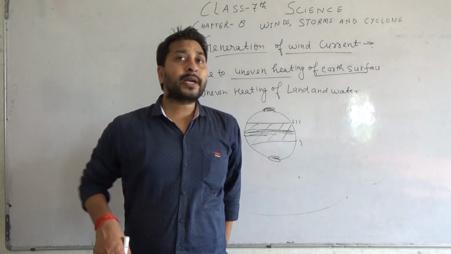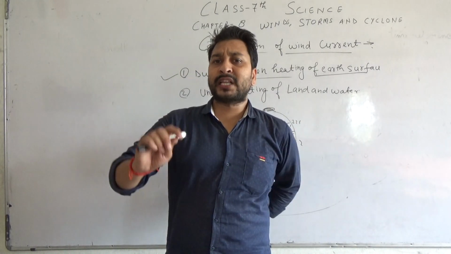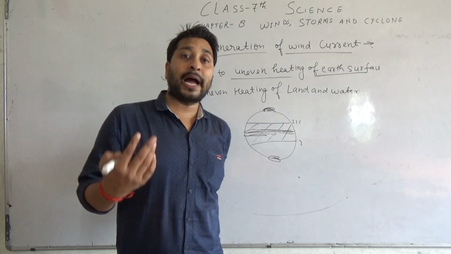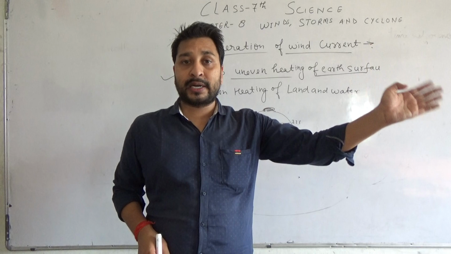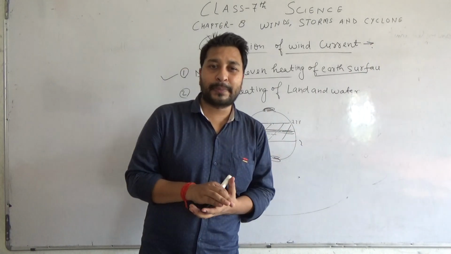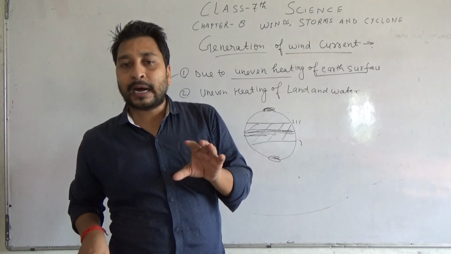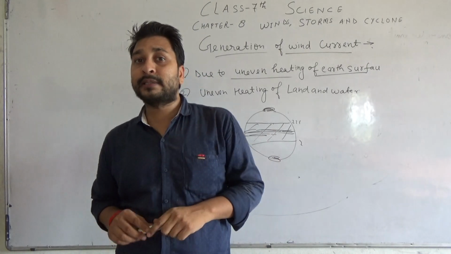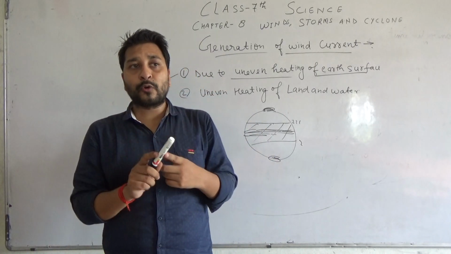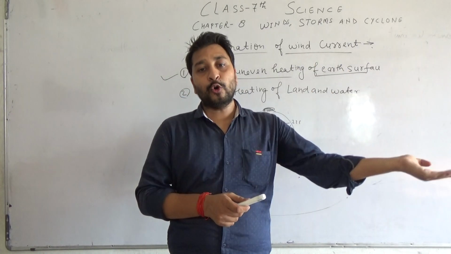Okay. What happened in the winter? It's the reverse. The temperature is comparatively higher on the surface of the water on the ocean side, and the temperature is comparatively lower on the earth in the winter season. Then the reverse condition takes place. The winds blow from land to ocean.